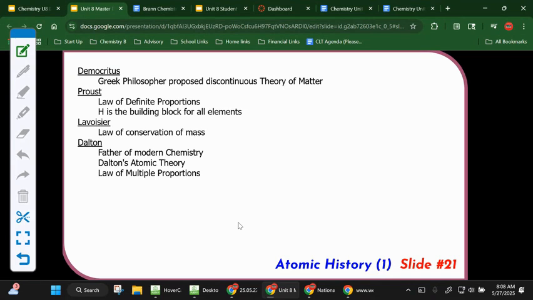Proust had a little problem with his proportions in that they always didn't quite work out. Sometimes they weren't the same. Well, the problem was he was finding that 2 different elements could combine in multiple ways. Couldn't explain it. Dalton did. So, for example, you and I exhale carbon dioxide: 1 carbon, 2 oxygen. When you burn things, you create carbon monoxide: 1 carbon, 1 oxygen. Same 2 ingredients, 2 different proportions. Dalton said you can have multiple proportions of the same 2 elements in a compound.